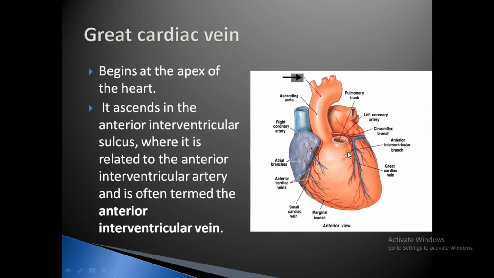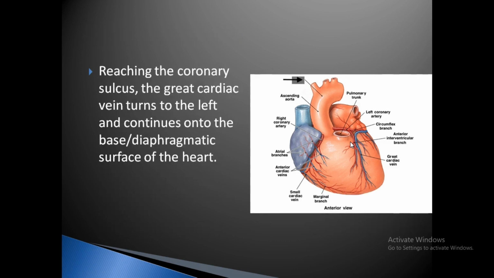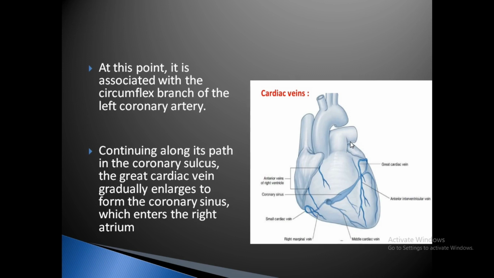vein. Reaching the coronary sulcus, the great cardiac vein turns to the left and continues on the base or the diaphragmatic surface of the heart. At this point, it is associated with the circumflex branch of the left coronary artery. Continuing along its path in the coronary sulcus, the great cardiac vein gradually enlarges to form the coronary sinus, which enters the right atrium. Coming to the middle cardiac vein.